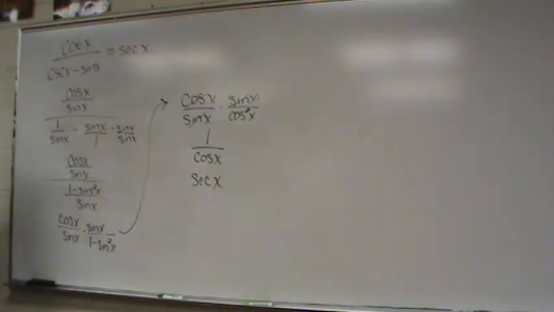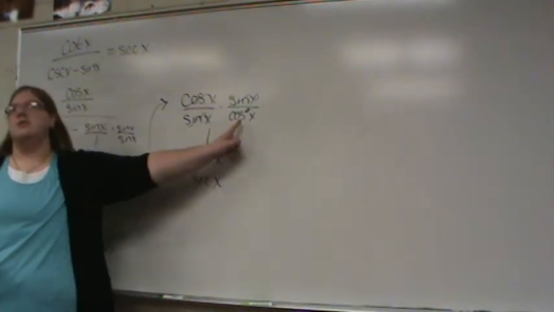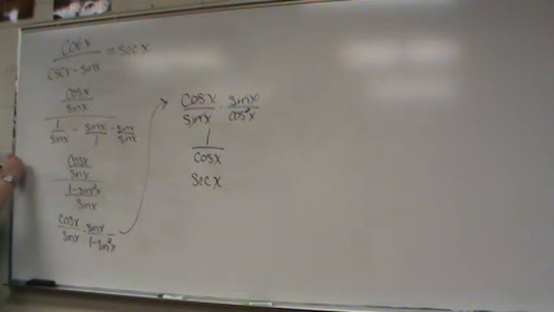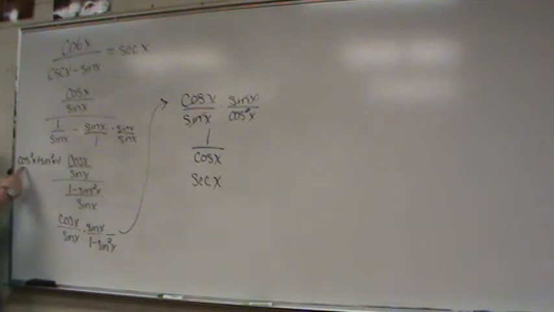What happened to the 1 minus? Okay, so that 1 minus sine squared x became this cosine squared x. That goes back to cosine squared x plus sine squared x equals 1, and then we can solve for cosine squared x. So that was what that step was.